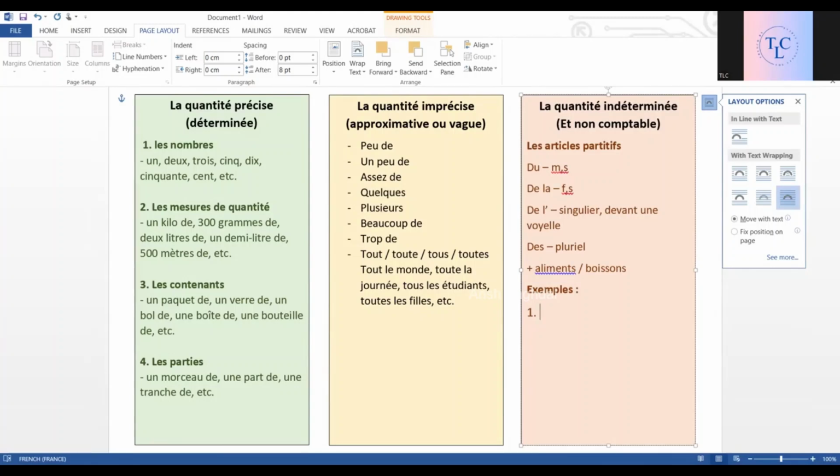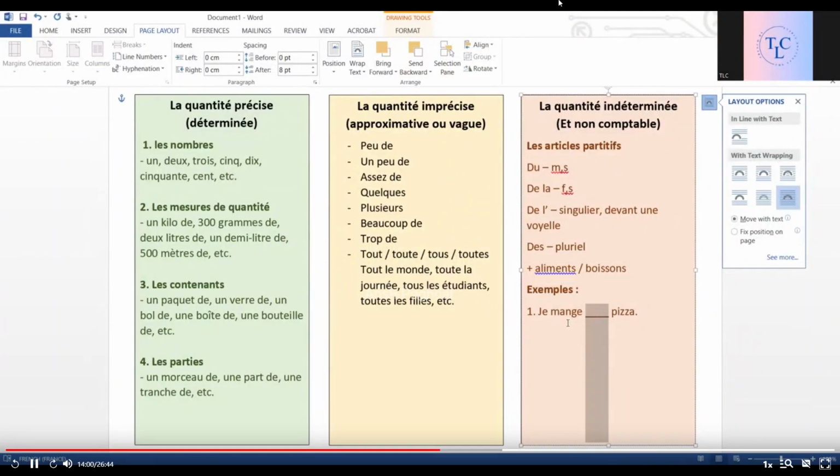Okay, I ate pizza. So I cannot say je mange pizza, if I'm not telling the precise quantity of the pizza, how much. One pizza, two pizzas, a little bit of pizza, or the entire pizza, or one piece of pizza, one slice of pizza. I'm not saying clearly how much it is. Then we cannot leave it like this. We have to add something, that is article partitif, when the quantity is not known.